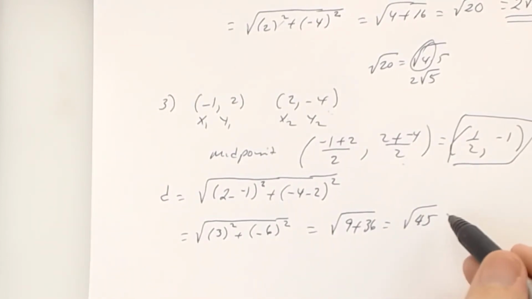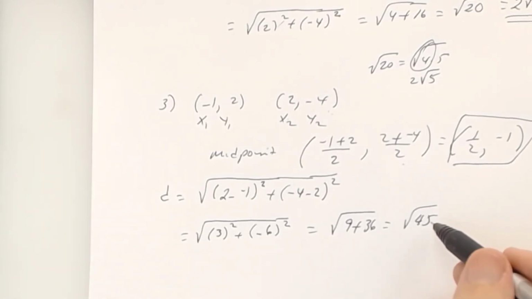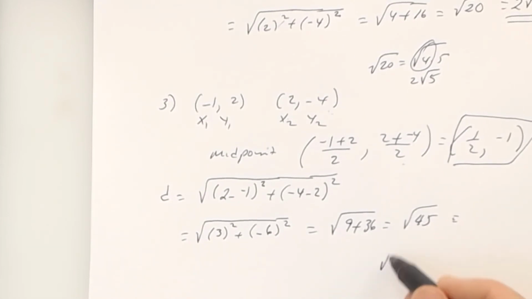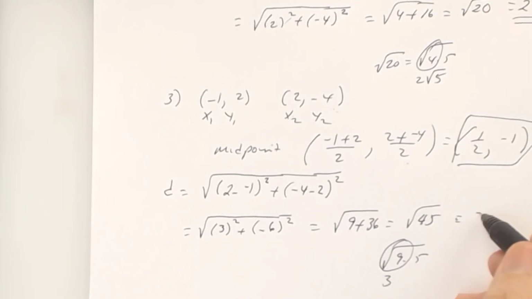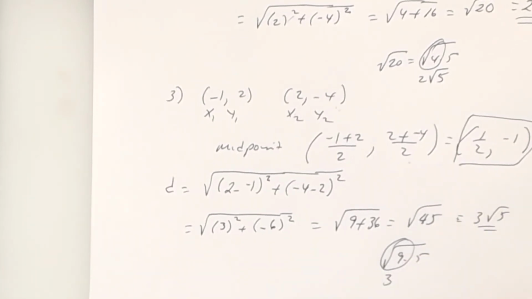And I can simplify that. What perfect square goes into 45? 9. So that's 9 times 5. And what's the square root of 9? 3. So that's 3 square root of 5.